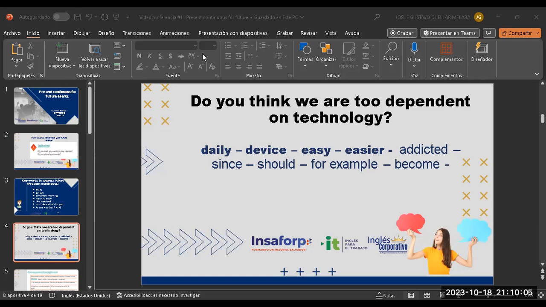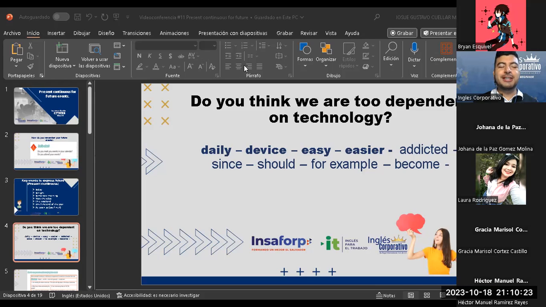Yes, because technological tools are very useful for communication and contribute a lot to the professional development of each person who uses them productively. Wow, interesting word. Productively. Productivamente, es un adverbio. Nice, Wendy.